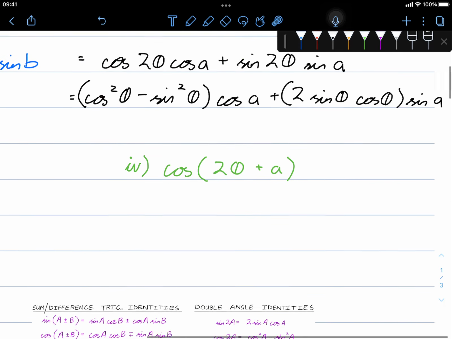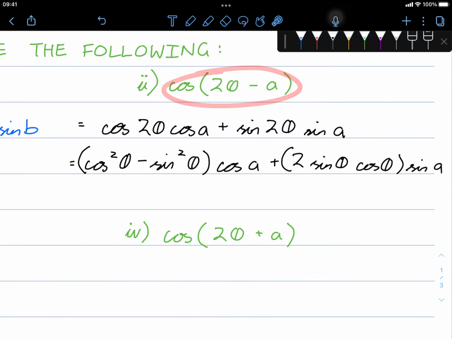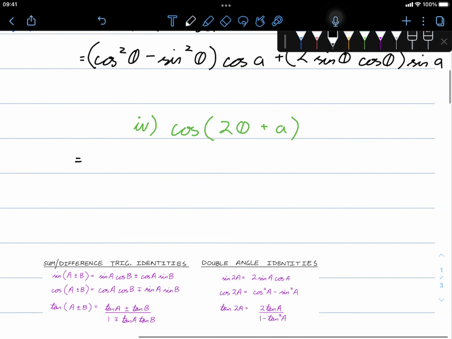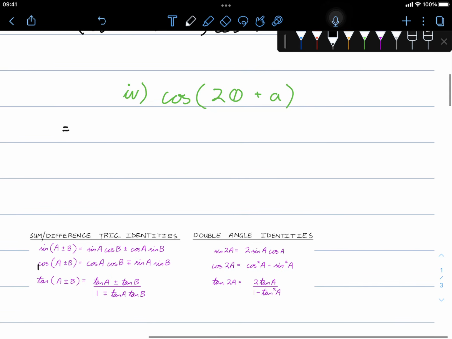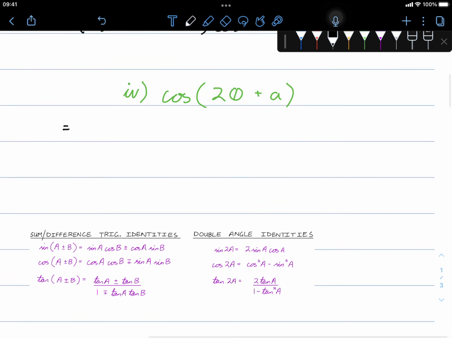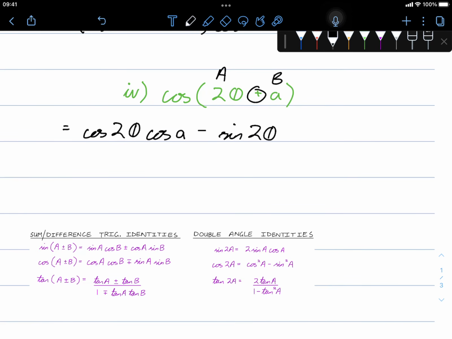This is actually nearly identical to this, except instead of minus, it's plus. So we're going to be using this one once again. This is A, and that's B. So it's going to be cos 2 theta cos A. Now, since it's plus, we take the minus instead. So minus sine 2 theta sine A.